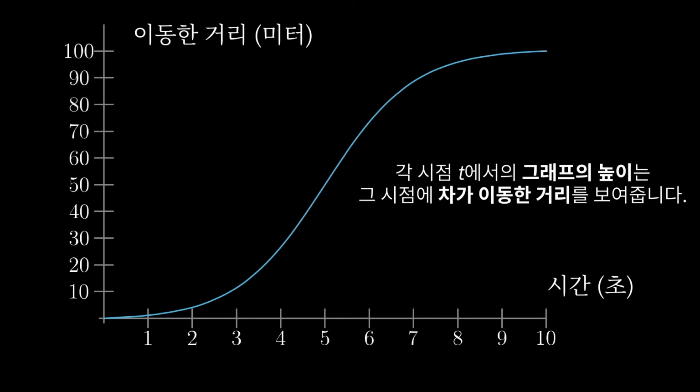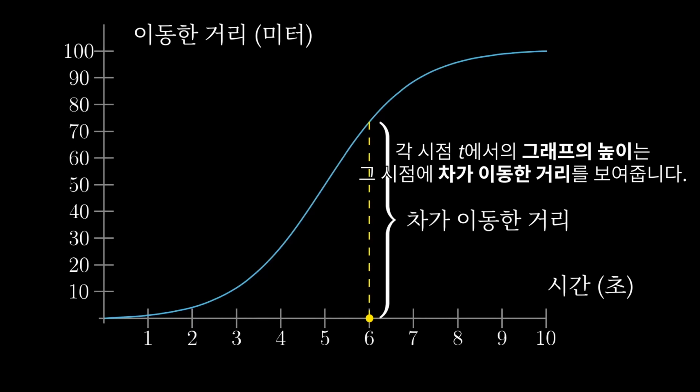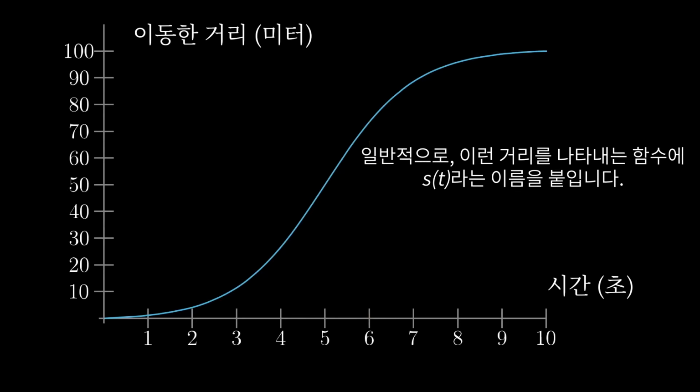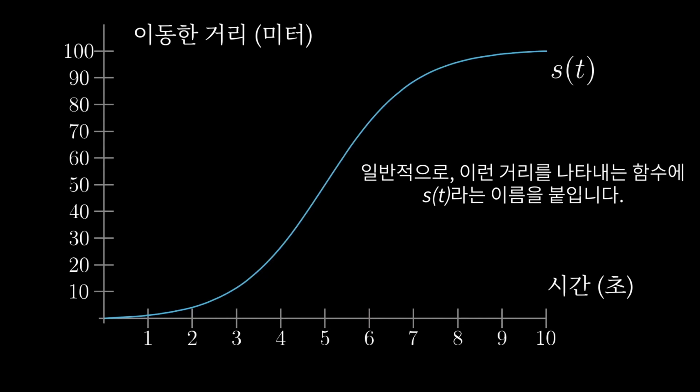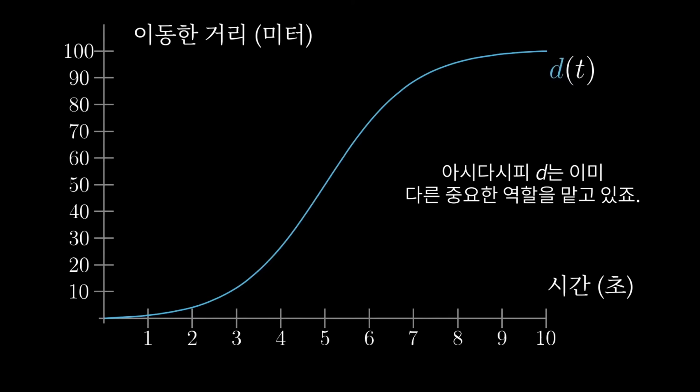So at each time t, represented with a point somewhere on this horizontal axis, the height of the graph tells us how far the car has traveled in total after that amount of time. It's pretty common to name a distance function like this s of t. I would use the letter d for distance, but that guy already has another full-time job in calculus.